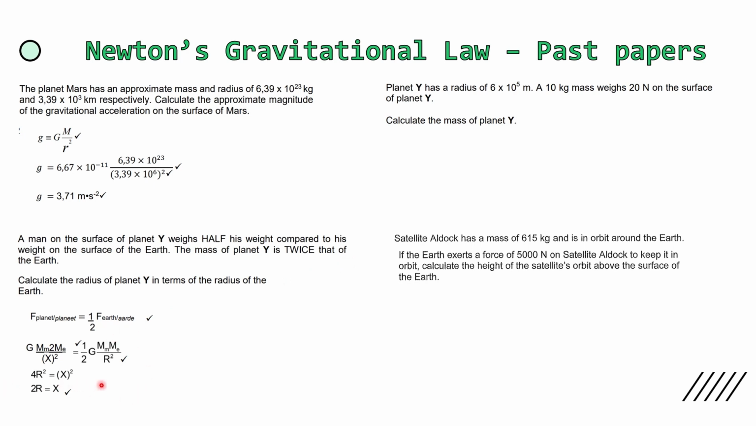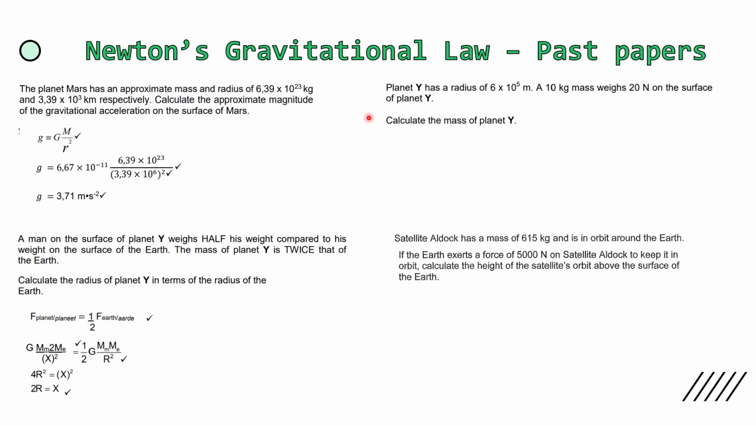Now you just substitute your formula, taking note of the half. Now you're left with 4r squared equal x squared. You need to get the x by itself. You need to square root it, so you get your x by itself, and this becomes 2r. This is a fairly simple example. I want you to try it first before you look at the answer.